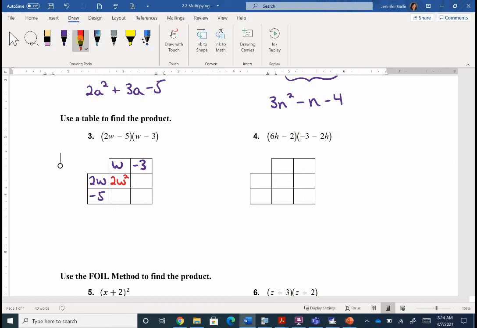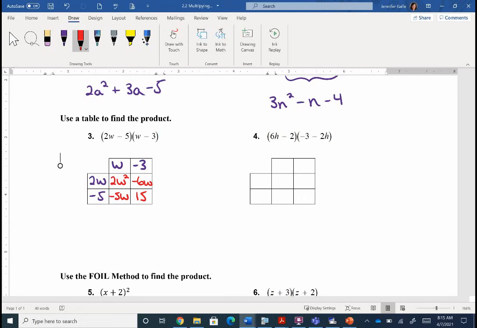Next, I'm going to do 2w times -3. And I get -6w. You can work your way through however you want. Maybe you want to go down before you go across. Then I have -5 times w. -5w. And then I have -5 times -3. I get +15. So for some people, this method with the boxes makes things a little more visual and a little more organized. Makes it a little easier to break down.